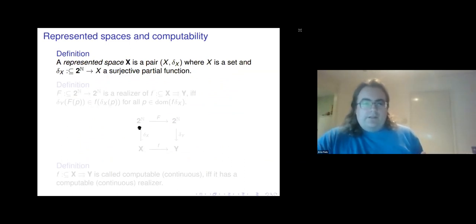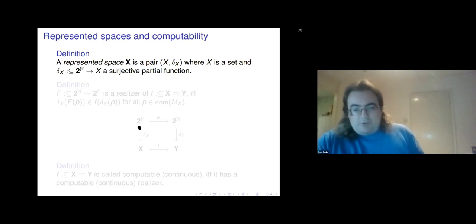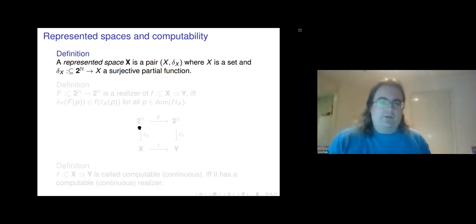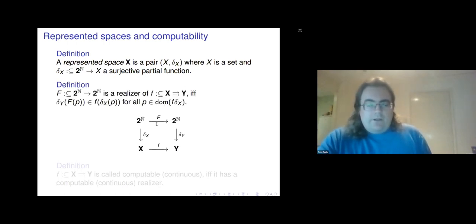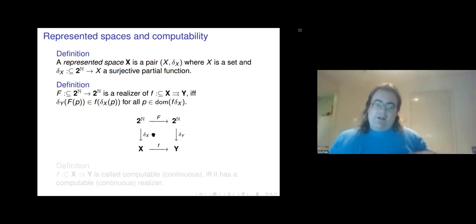So now the slightly more formal notion of what a represented space is. The idea is we know what it means to compute with infinite binary sequences because we can feed those into a Turing machine and so on. And then we just code whatever we really want to compute with those infinite binary sequences. It then is very natural that we look at multivalued functions between the objects that are actually interesting.